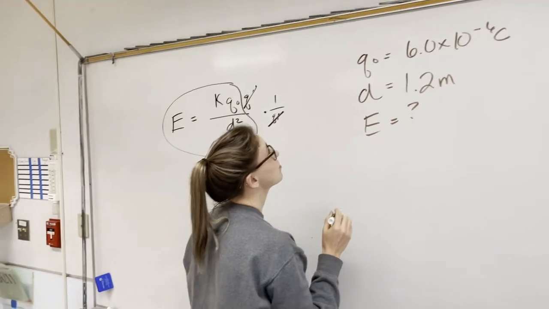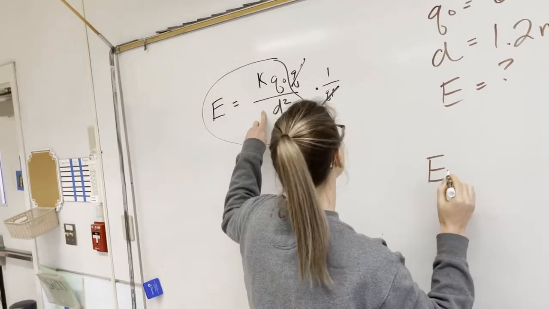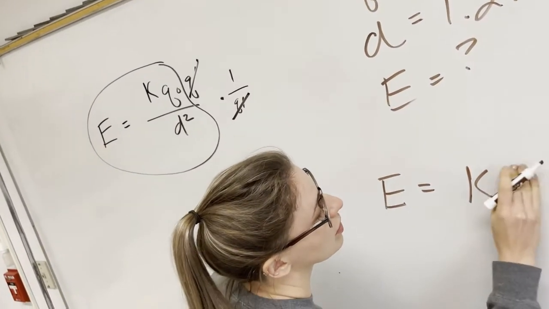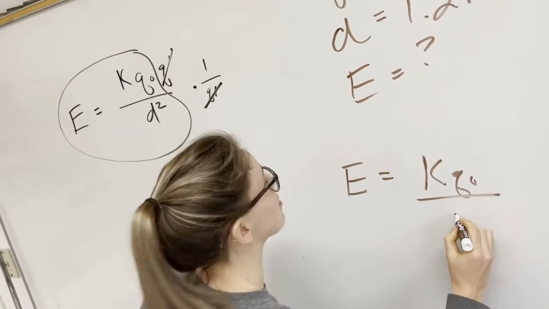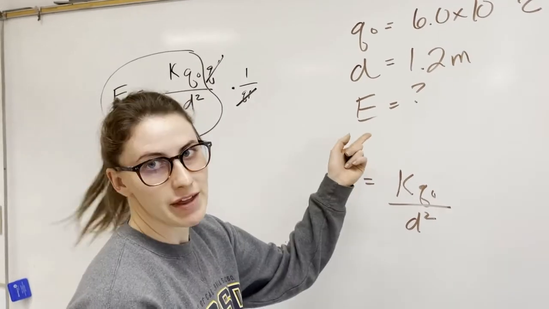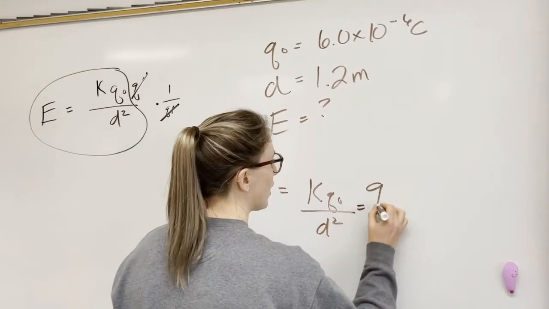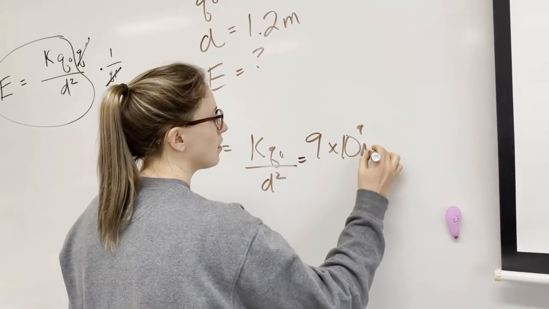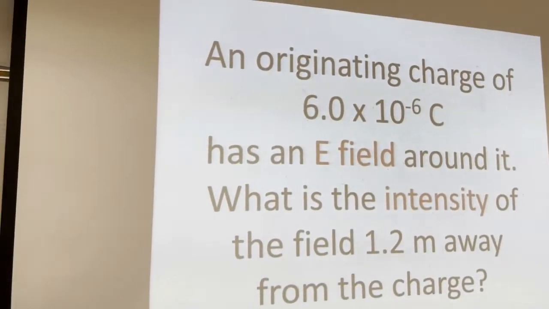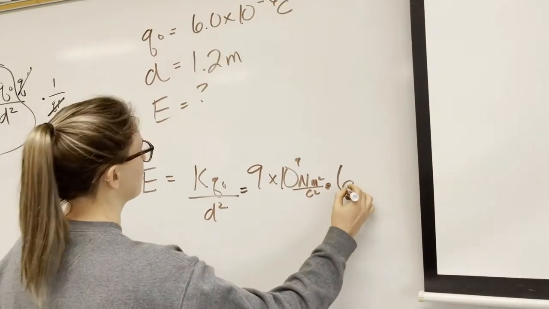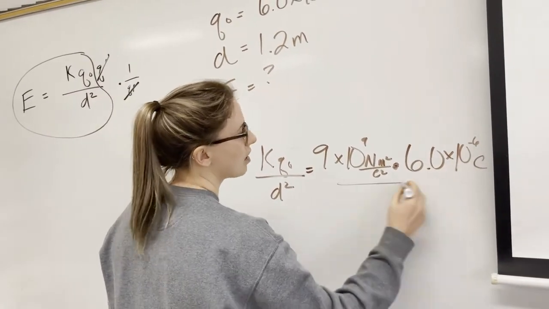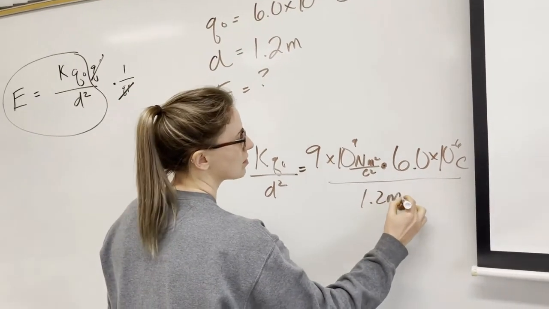So that means we're going to use K Q original divided by the distance squared. The other option would be the force over the test charge, but we don't have that information. So 9 times 10 to the 9th newton meter squared over coulomb squared, times 6.0 times 10 to the negative 6 coulombs, all divided by 1.2 meters, and we square it.